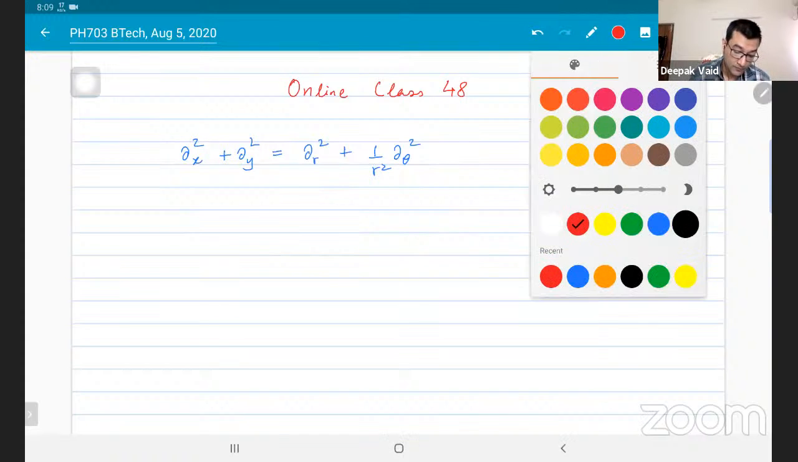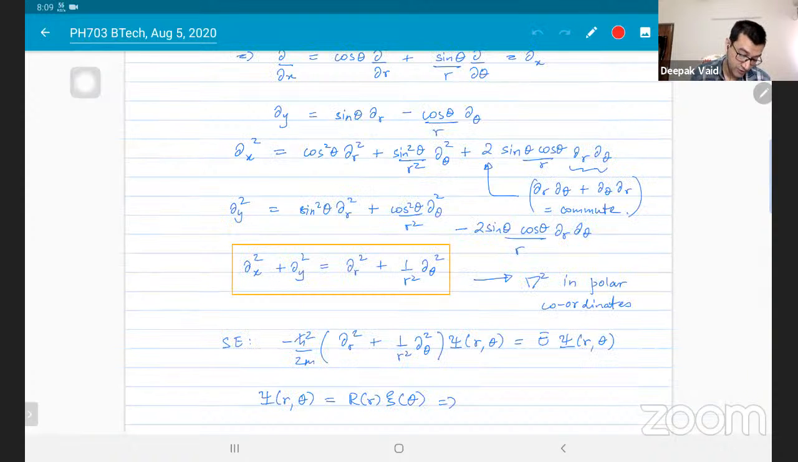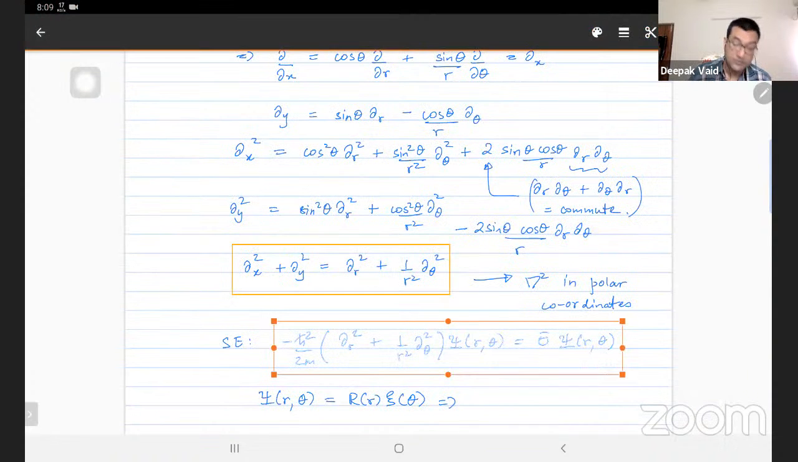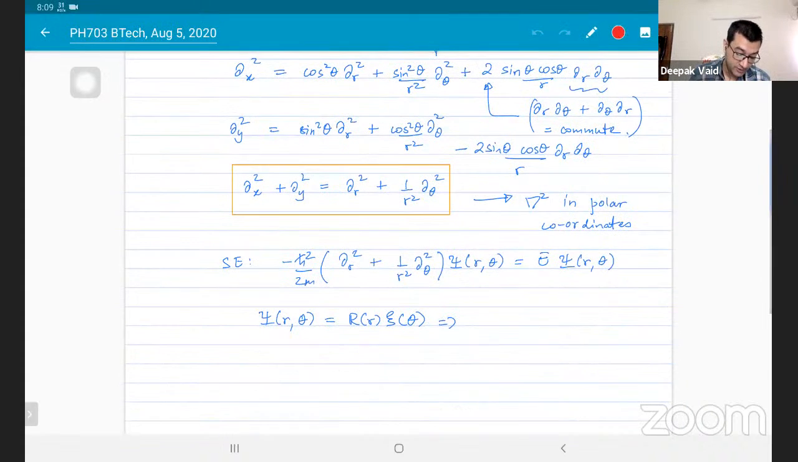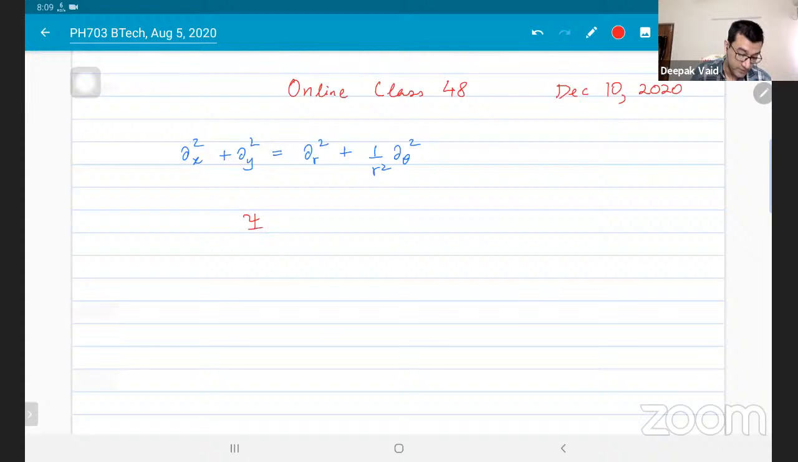Now, we have a Schrodinger equation, right? Which is a multivariable partial differential equation. So how do you solve such equations? Well, if you are lucky, then you can use a method known as separation of variables. What that means is you can write out the solution, whatever the solution is, as a product of functions of the individual variables.